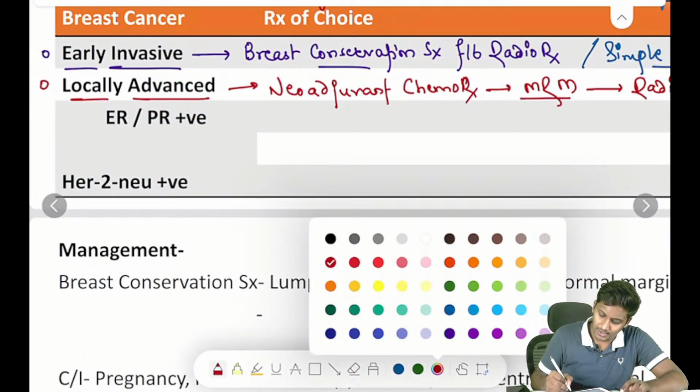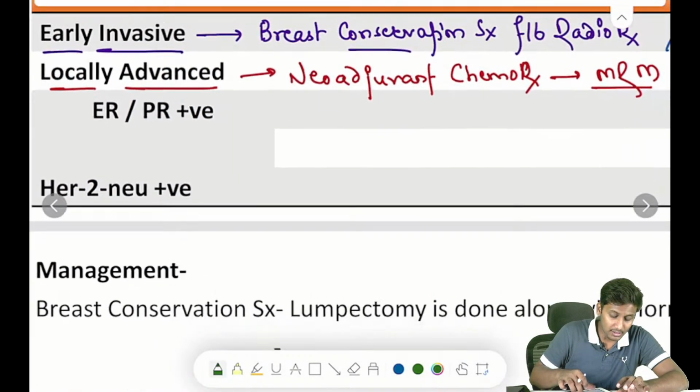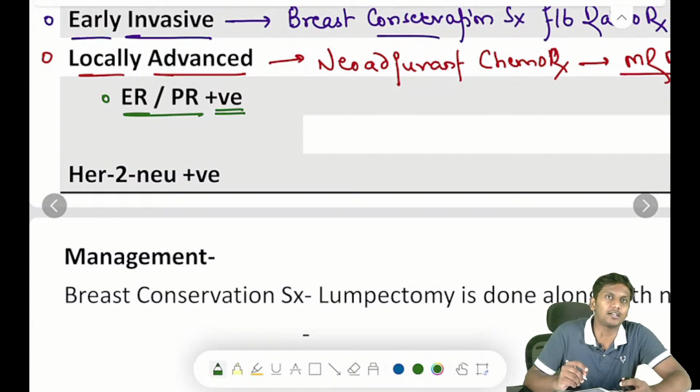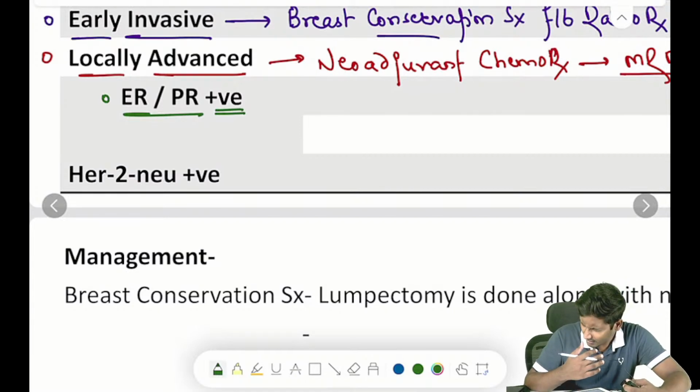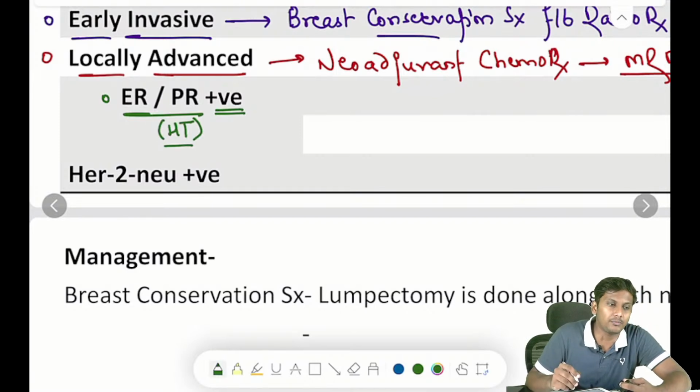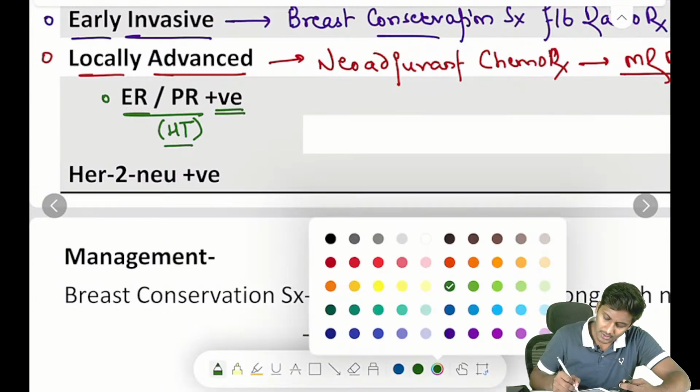Next is definitely ER/PR positive breast cancer. Now I've already told you, if the ER and PR, that is estrogen and progesterone receptors, are present on the breast cancer surface, definitely such type of breast cancer can be treated with hormonal therapy. So here definitely my treatment plan will be hormonal therapy. I can treat the patient with some drugs. Important is which hormonal therapy will be given.